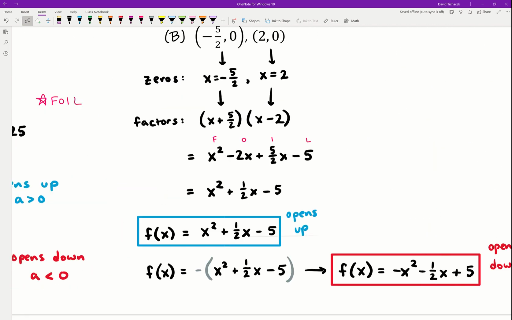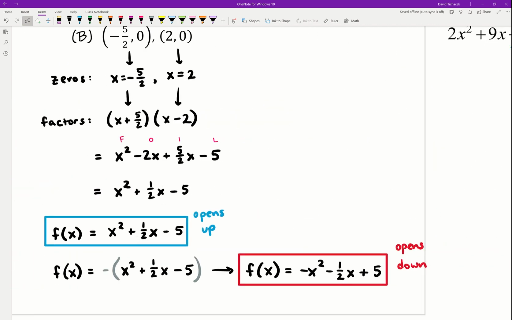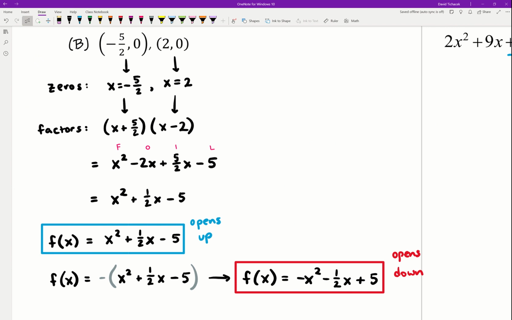Here's a quick snapshot of the next example. We basically solve it in the exact same way. It doesn't really matter that we were given the x-coordinate as a fraction. The work is exactly the same, as you can see.